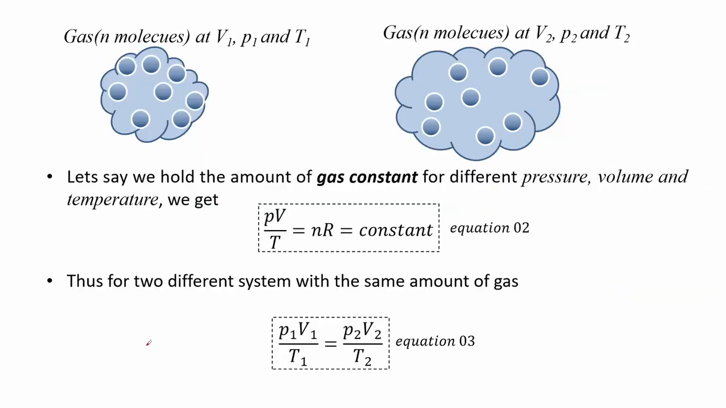Here we have two conditions where a gas of N molecules is contained in small volume V1 and the same number of molecules put at a larger volume V2. By taking the ratio of pressure times volume over temperature, the number of moles times the gas constant remains the same for both conditions as shown in equation 2. We can then equate the two systems and get equation 3, which is useful in solving problems where the same amount of gas is subjected to a different size of container, pressure, and temperature.